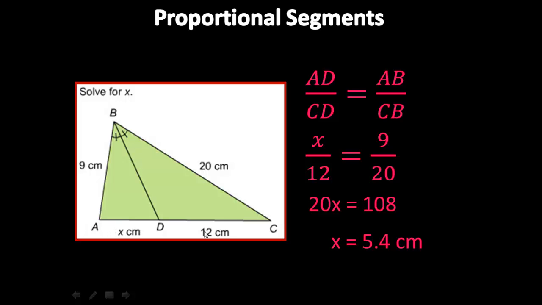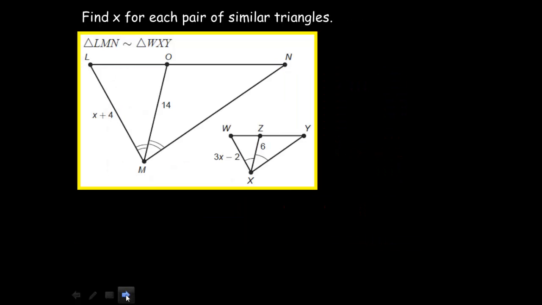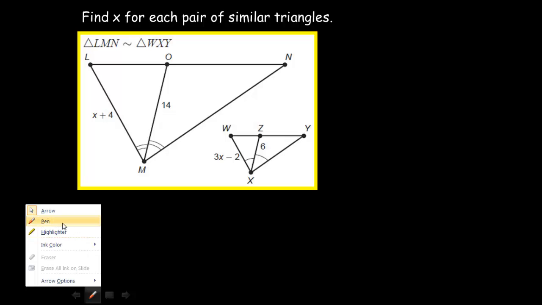And the way to check that is to set up the ratio again, cross multiply, and make sure they equal each other. Okay, let's go ahead and work some examples here. Let me make sure I've got the proper ink color.